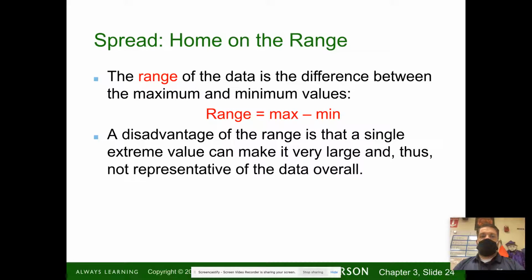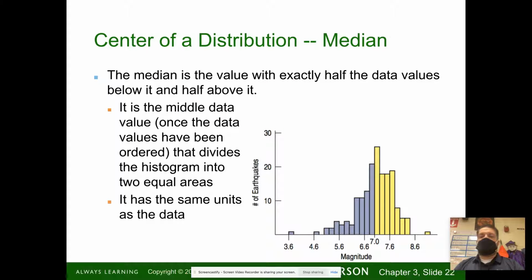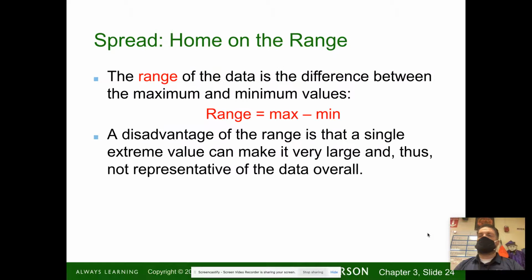Okay. So the range then is helpful too, because the range is the data. It's the difference between the maximum value and the minimum value. So if I go back to this chart, whatever this minimum value is and whatever this maximum value is, if I take those two numbers and I subtract them, that's going to give me my range. Now the disadvantage of the range is that a single extreme value can make it very large and not represent the overall data. Now this is where you've got to be careful with collecting data. Okay, we'll do some examples where we'll explain why.